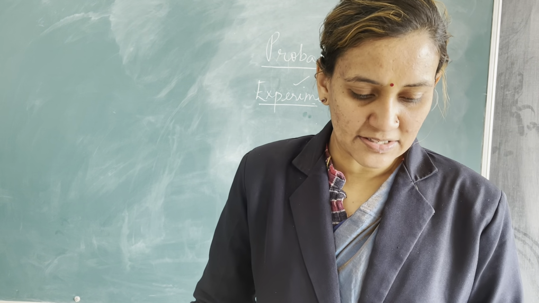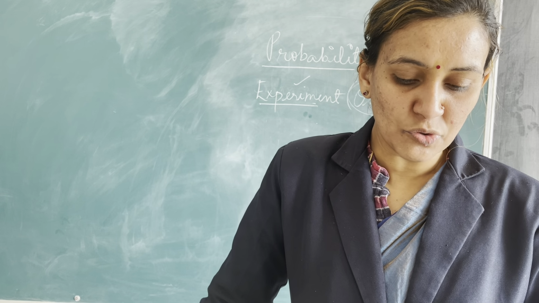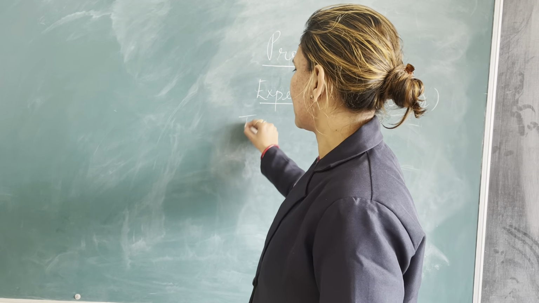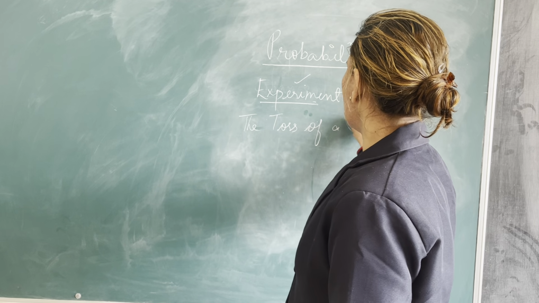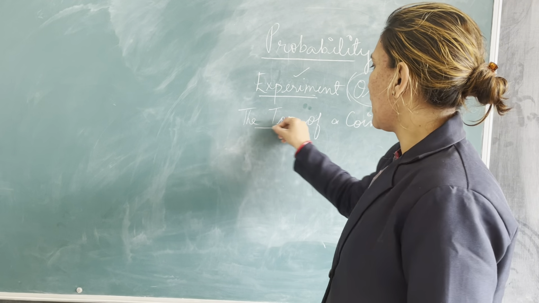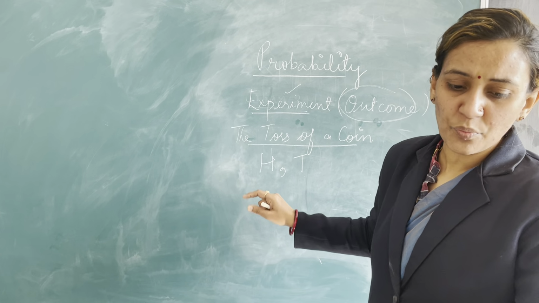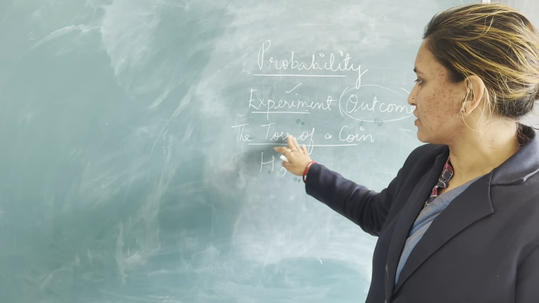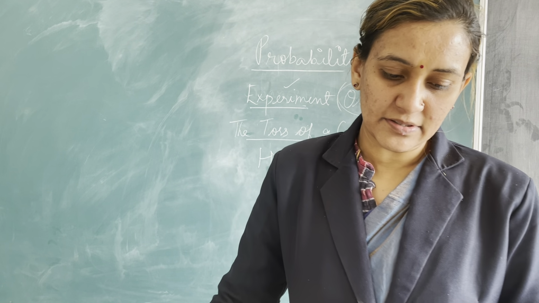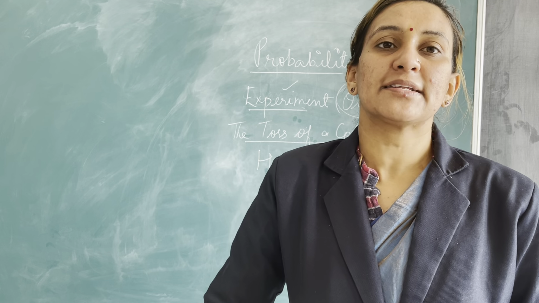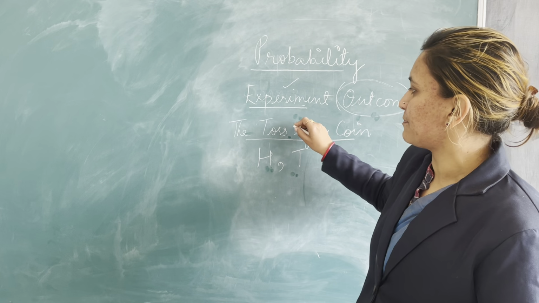Now let me share an example. The toss of a coin is an experiment. You know that whenever you toss a coin, either it will give a head or it is going to give a tail. So head and tail are the outcomes of the tossing of a coin. So the toss of a coin results in one of two possible outcomes, that is head and tail. So the toss of a coin is an experiment.